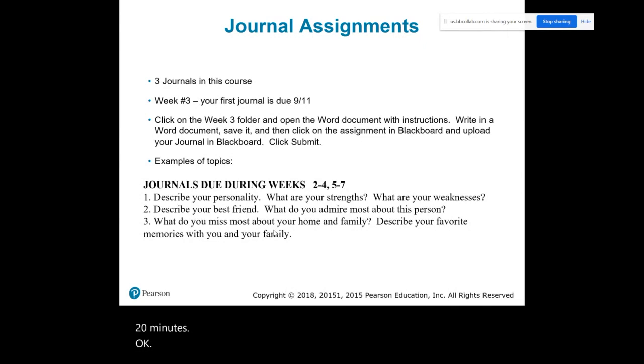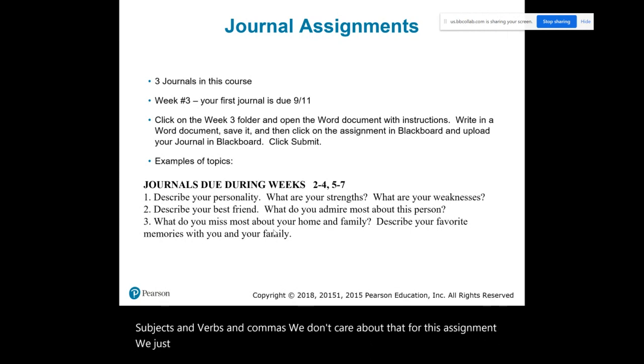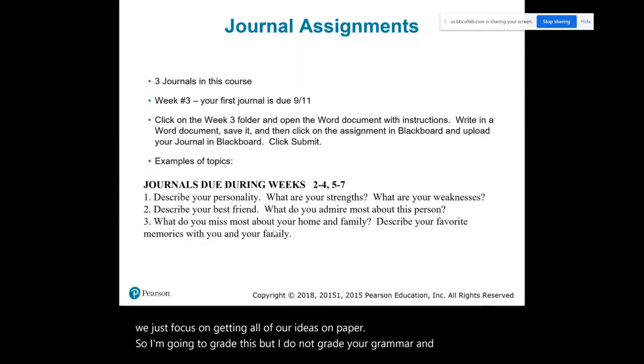So that is what a journal looks like. We just write, and we don't focus a lot on subjects and verbs and commas. We don't care about that for this assignment. We just focus on getting all of our ideas on paper. Okay, so I'm going to grade this, but I do not grade your grammar and sentence structure.